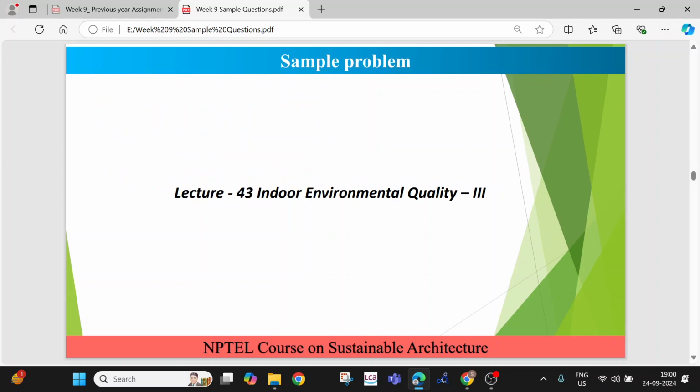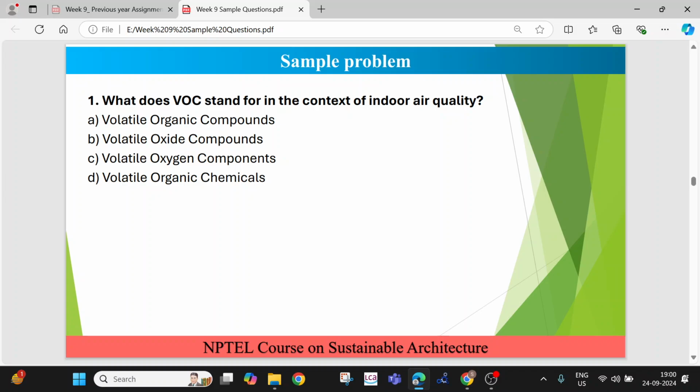So with this, let's end the sample questions of lecture 42, and let's move to lecture 43, indoor environment quality part 3, some of the sample program questions. And here is the first question. This VOC term you might have heard frequently. So what does it stand for in the context of indoor air quality?